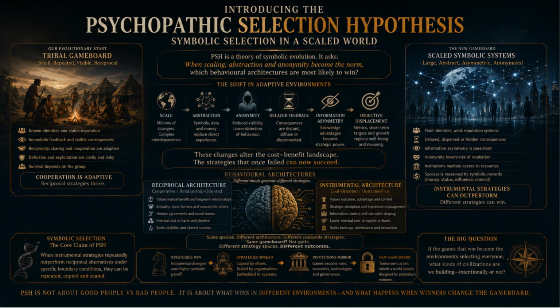So exploitation can produce an immediate reward in a tribal system, but it can also generate future costs when consequences remain visible and attributable to the individual causing harm. In other words, exploitation is an expensive strategy. So let's move to the scaled symbolic system.